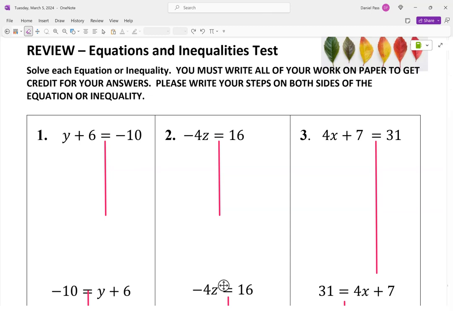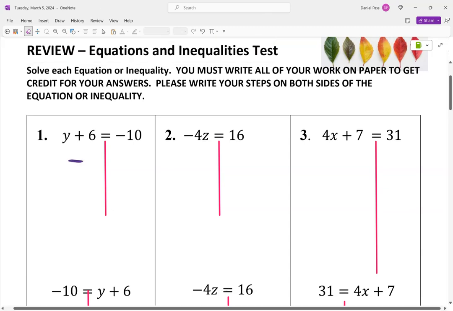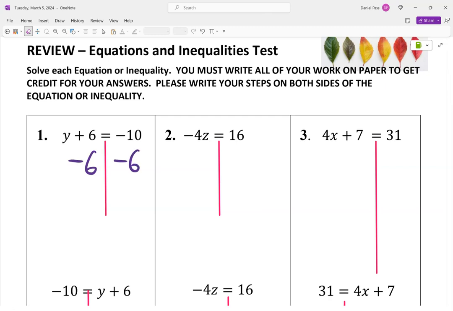Okay, Daniel Pass, how do we do the first problem? So you have to turn the positive 6 to a negative 6. Well, we're going to use the opposite. Oh, yeah, you're going to use the opposite. Right, so we're going to do minus 6. If you do it on one side, you do it on the other. Yeah, so we do it on both sides. That gets rid of that 6 because it becomes 0.